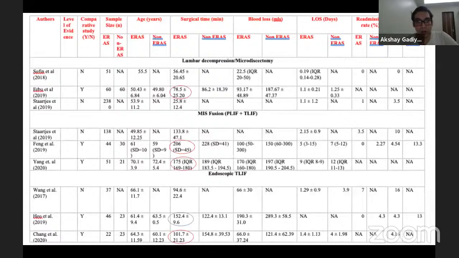Now, this looks like quite an extensive chart, but if we look at the surgical time, in each of the 3 groups for ERAS, the surgical time was less as compared to the non-ERAS or traditional protocols. So was blood loss. Length of stay was also less for ERAS, and for readmission rates, only 2 studies highlighted this when they compared to the traditional protocols, but there were none. For surgical time, only 1 study, which focused on endoscopic TLIF, concluded that surgical time was more for ERAS. Other than that, all studies suggested that surgical time was significantly less.